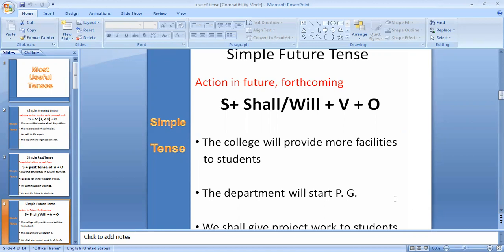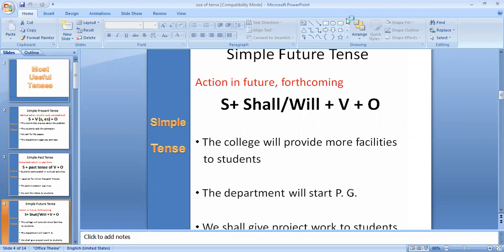Last sentence. Read, Kanade. We shall give project work to students. Okay. Subject: we. Shall give is verb and project work to students is object.